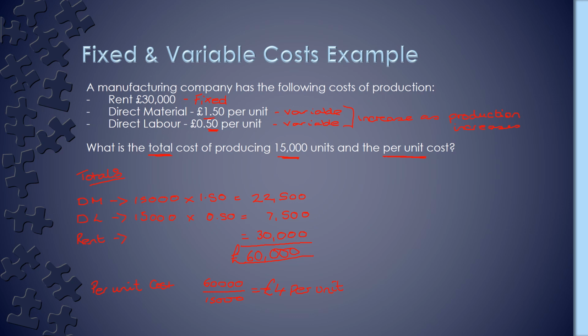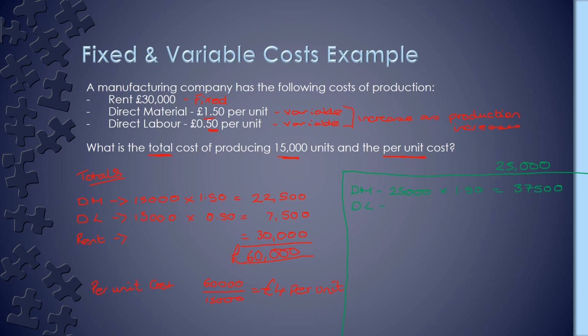So just to quickly show you how the variable costs will change, and how your cost per unit will change when you do it with a different level of production. If we had a level of production of, say, 25,000 units, we would then have direct materials of 25,000 units multiplied by £1.50, which gives us 37.5.